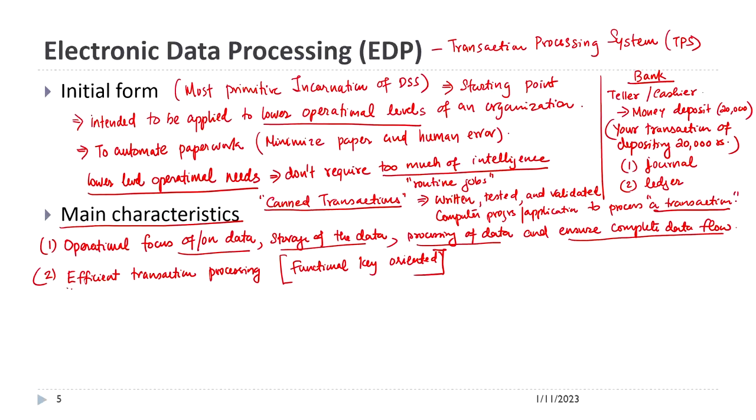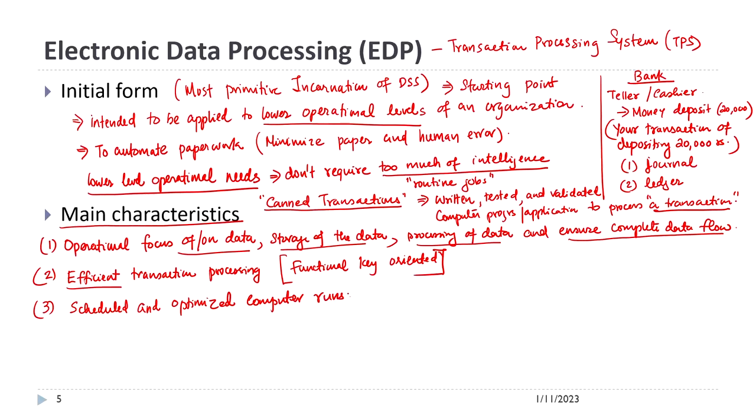So they heavily depend on this, that is why it's canned, because in one press of a button, this application or program is available to you and you can enter the necessary details, and the transaction is available so that you can immediately process it. So the transaction is processed efficiently. That is the main part. Most of the time it is function key oriented. Then the third one is that it is scheduled and optimized computer runs.